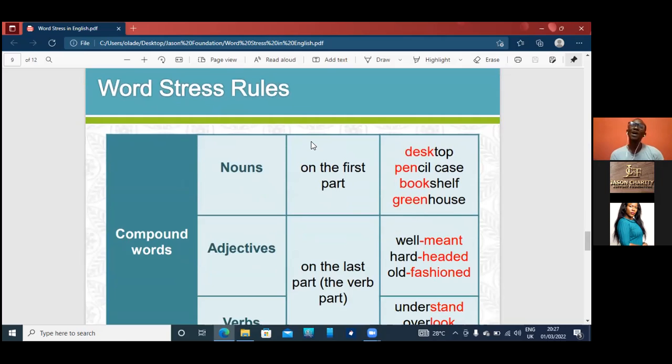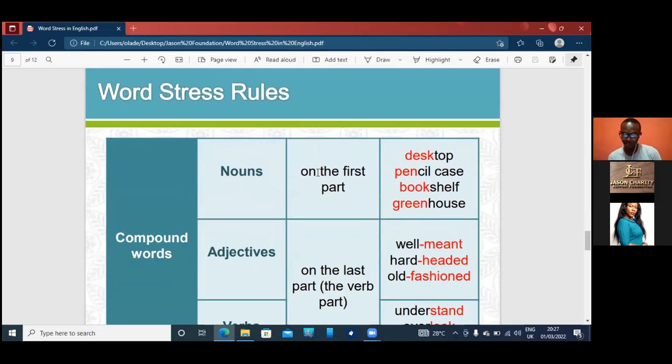Now, when you have compound words, it means the combination of two different words. For instance, you have desktop, desk and what? Top brought together to give you desktop. If it's a noun, the stress will be on the first word. Desktop, the first word will take the primary stress.